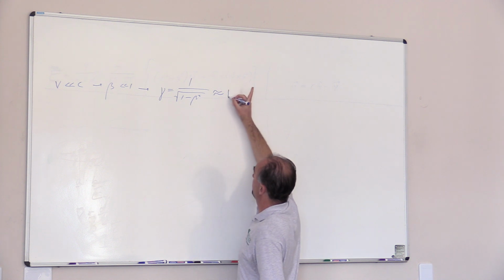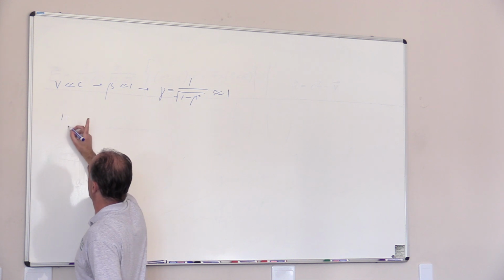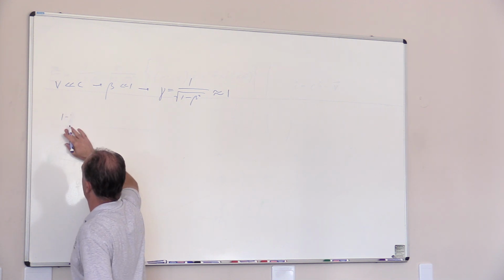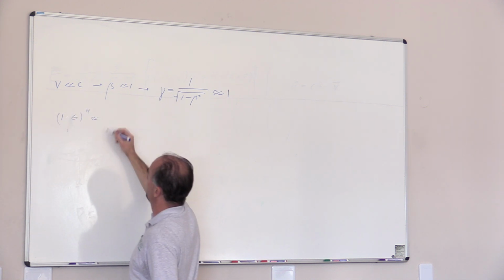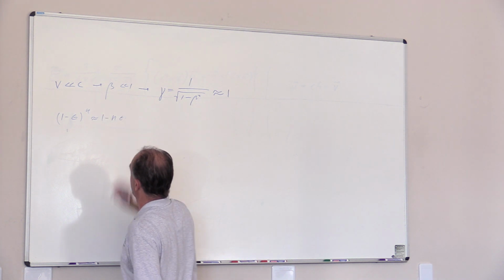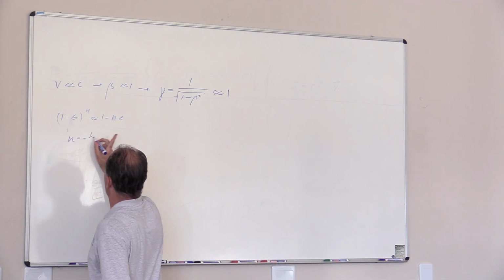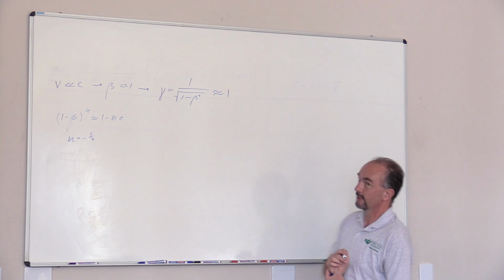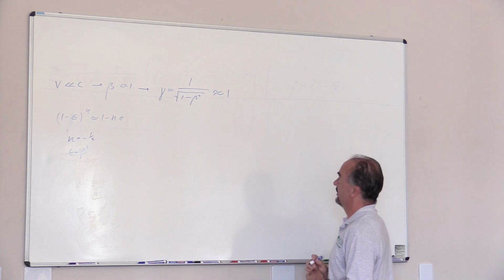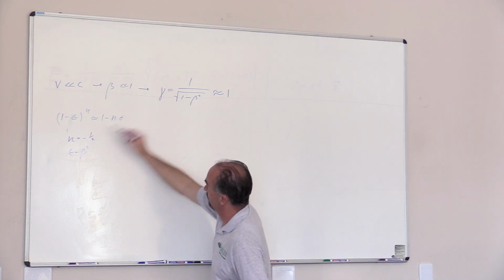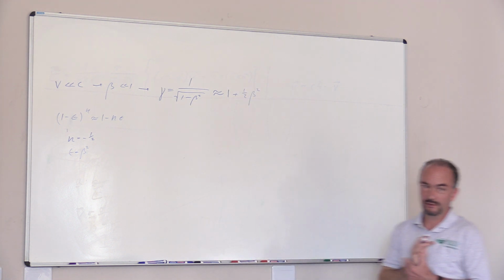It starts, of course, with 1, right? And then, remember, 1 minus epsilon to the power n, first order was 1 minus n epsilon, right? N here is minus 1/2, and epsilon is beta squared. So this gives us plus 1/2 beta squared, right?